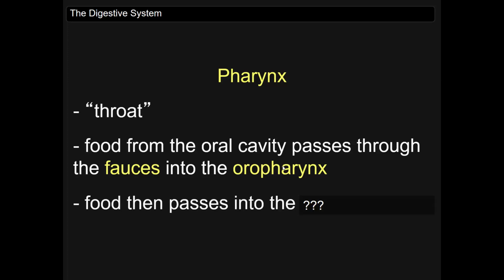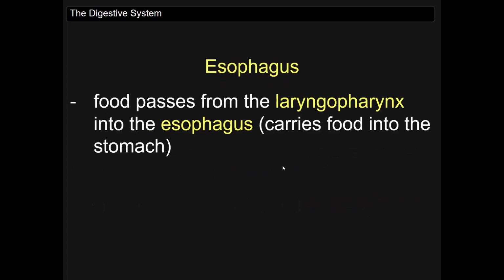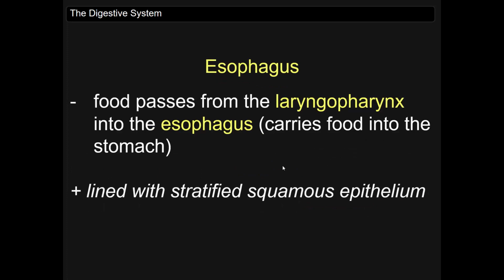From the oropharynx, where will that food go next? If you remember our respiratory pathway, it's very similar. We're going from the oropharynx, then to the laryngopharynx. All right. So laryngopharynx, we also talked about, is continuous with the esophagus. So you should have food passing from the oropharynx to laryngopharynx.